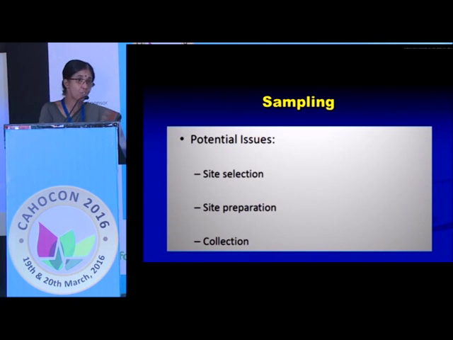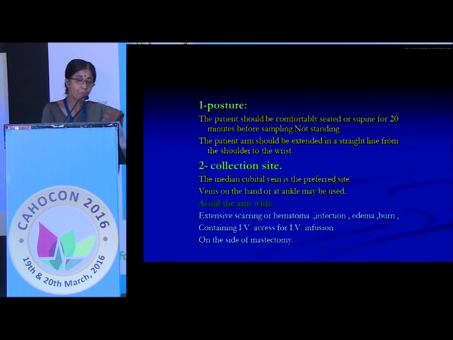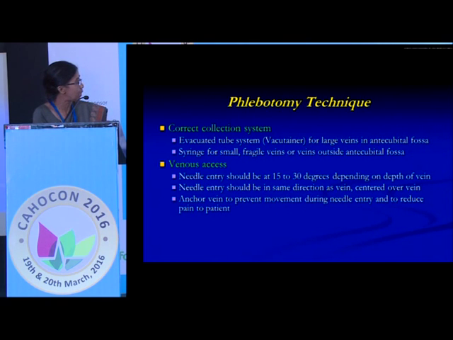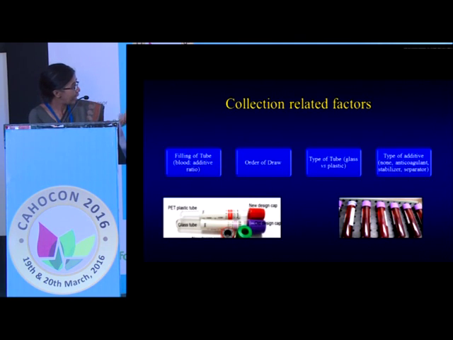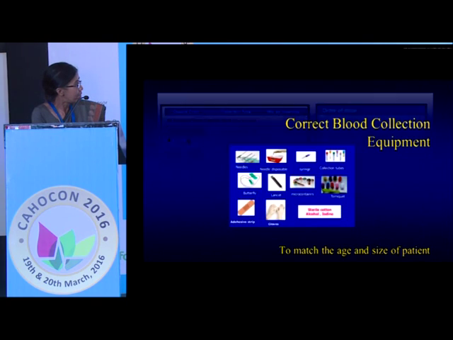So coming to the actual sampling, look at the site of collection, the preparation of that site, and the actual collection. We should also remember that various factors like patient's posture, the collection site, and the timing of collection would all contribute to the result interpretation. The technique of phlebotomy, I'm not going into details of each of them because they're time consuming. Use of appropriate evacuated tubes. Venous access is very important. So collection factors contribute significantly to pre-analytical variables.